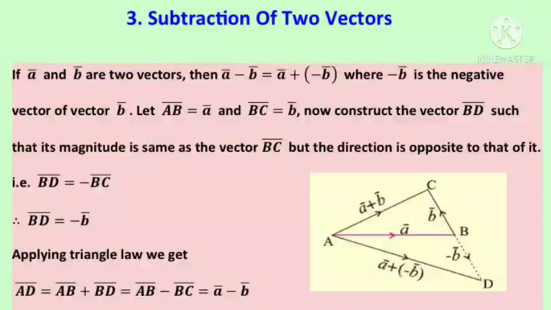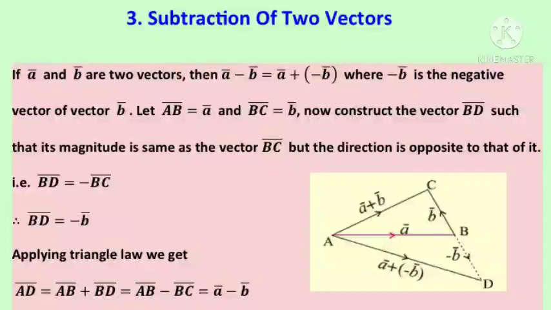Now next what we are going to study is subtraction of two vectors. Subtraction of two vectors means directly we can say that if you have two vectors A bar and B bar, then subtraction will be A bar minus B bar. You can see above, A bar minus B bar can also be written as A bar plus minus of B bar. Means what? Minus B bar is the negative vector of B bar. We have studied the negative of a vector, so minus B bar is called the negative vector of B bar.